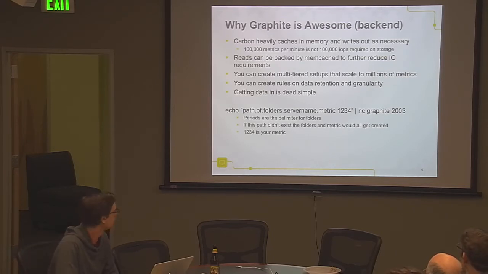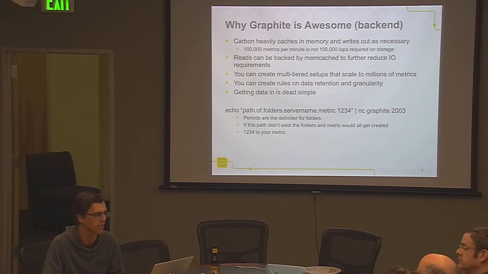You can create some pretty cool multi-tiered setups with it. Seen some interesting documents on how to scale Graphite out to like 2 million metrics, which is pretty impressive. That's a very large install. You can create some pretty complex rules on how you want data retention and data granularity. You can do some of the same things that you do with RRD, where you can drop granularity as time goes on. But I think the really killer part is that getting data into Graphite is incredibly dead simple.